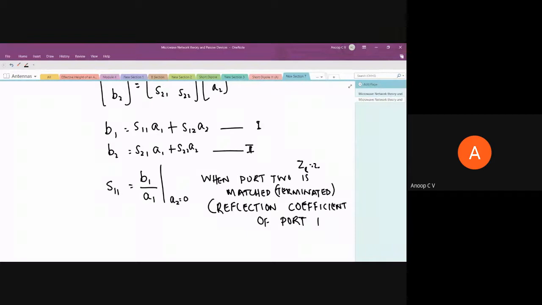Say, couplers, isolators, resonators. This coupler is a 3-port device, so its S matrix will be a 3x3 matrix. And a resonator is a two-port device, so its S matrix will have S11, S12, S21, S22. So they have some meanings. That's what we are trying to perceive: what actually is the physical significance of these parameters.